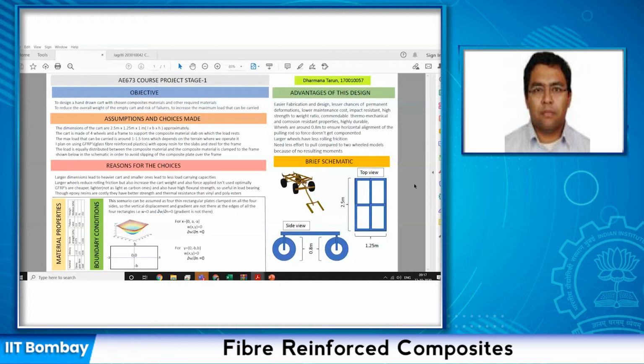And I'm planning to use the slab. I'm planning to use glass fiber reinforced polymers because they are slightly stronger than the carbons, and they are slightly heavier, but they are even cheaper than carbon fibers. And I will be using epoxy resins because they have more thermal resistance. My assumption is that the load is equally distributed to all the components of the composite. And I have shown the schematic.